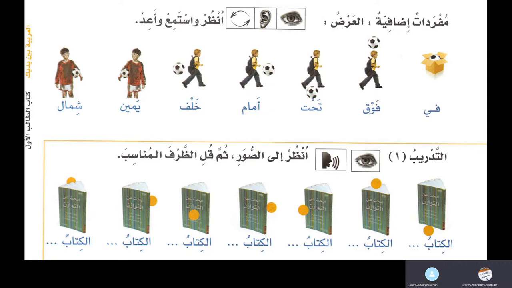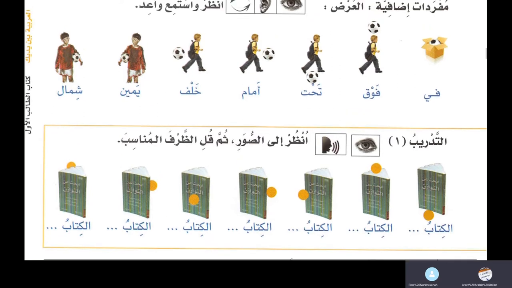Any question? And then yamin is right. Correct. Khalfa is behind. Correct. Amama is in front of. Correct. Tahta is under. Correct. Or down. Tahta, under, down, both are the same thing. Fawqa is above.